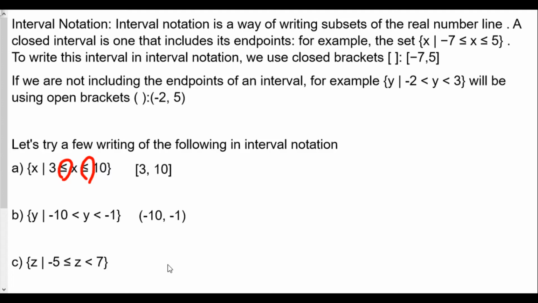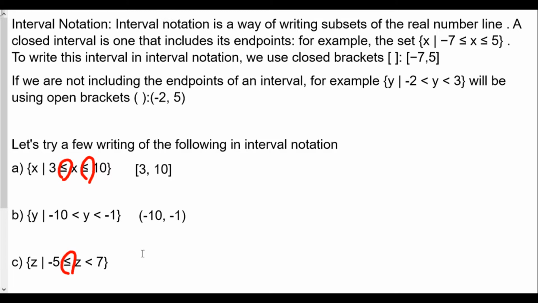And then, what happens when you have something mixed together? For C, all values of z such that -5 is less than or equal to z and z is less than 7. Now the hard bracket, we're definitely including the -5, but we're not including the 7. So what we would do is the following.